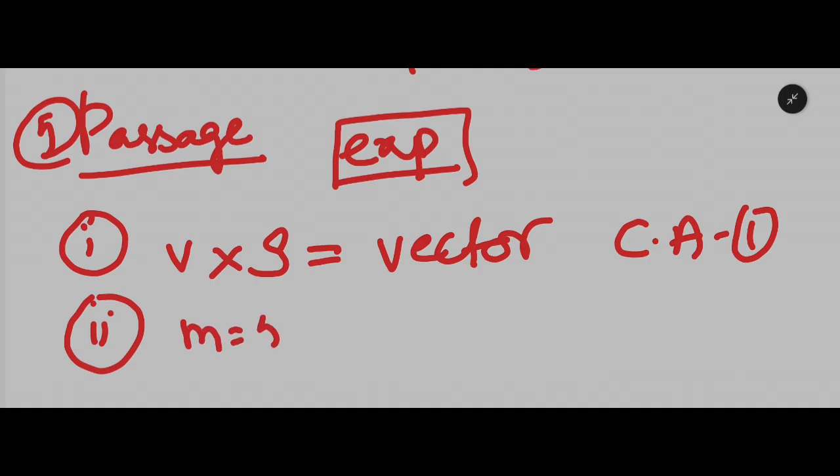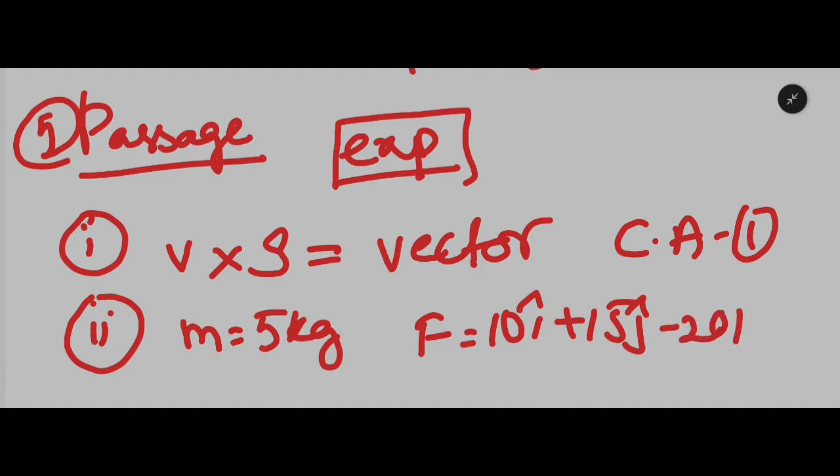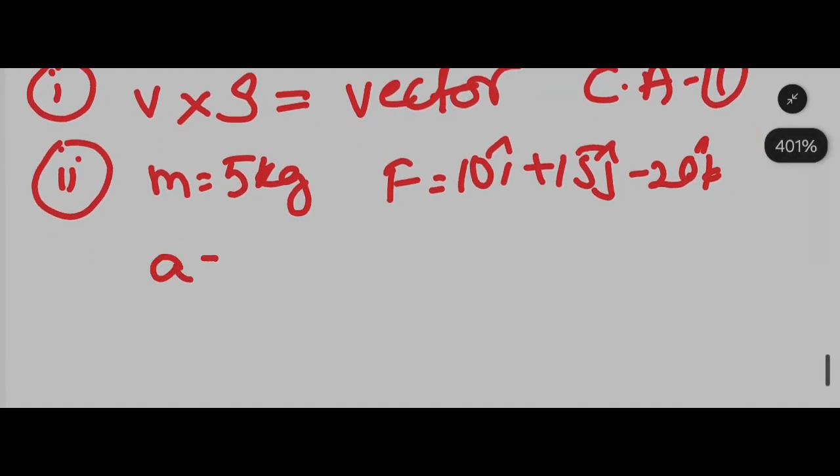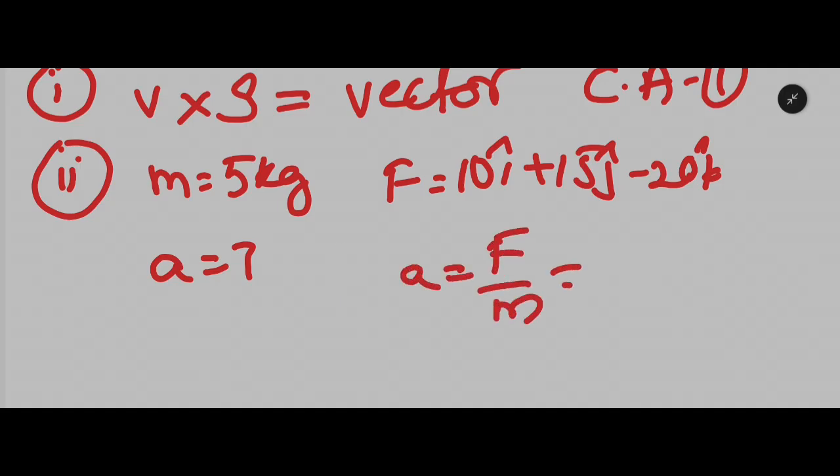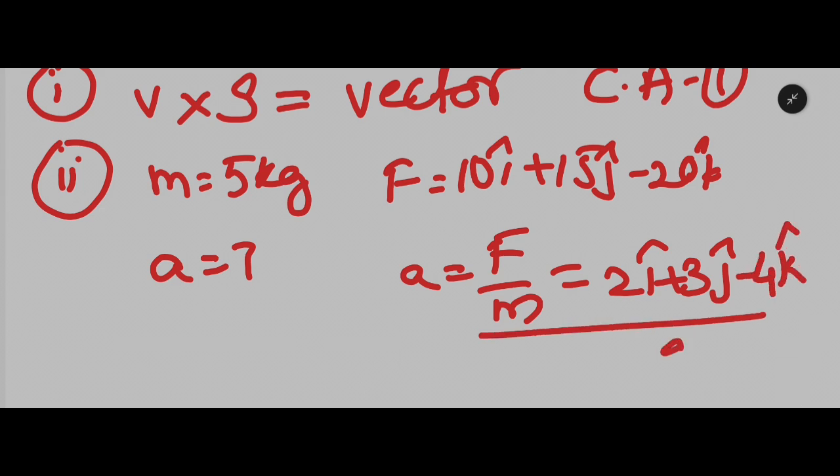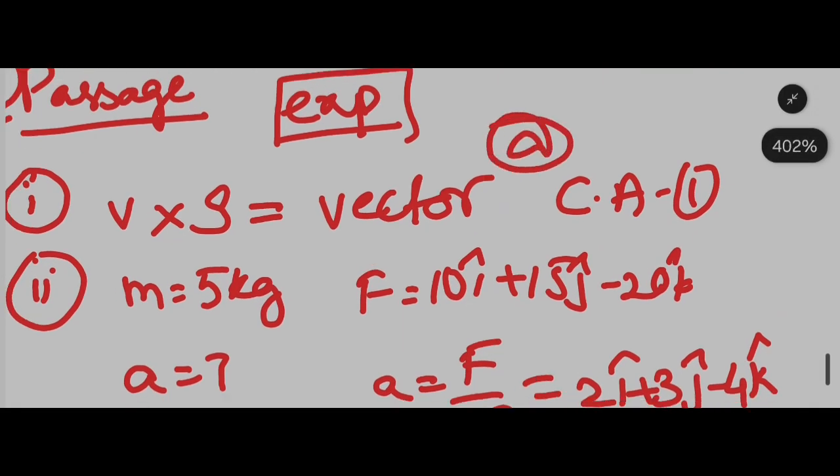Second one. A body of mass 5 kg and force 10 i cap plus 15 j cap minus 20 k cap. Then what is the acceleration they are asking? So F is equal to ma, a is equal to F by m. So 10 by 5 is 2, 15 by 5 is 3, and minus 20 by 5 is minus 4. This is also a repeated question which is there in the silver package. First question repeated here, which is option A for this and option A for the first one also. Next question, we have the third one.